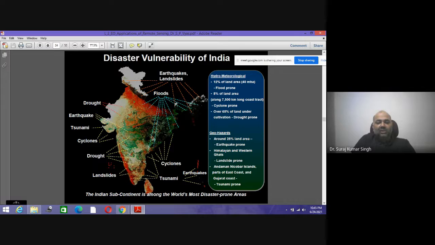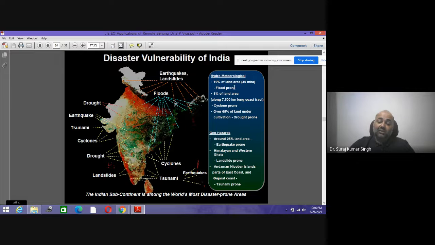And remote sensing and GIS provide a decision support system to the decision maker, so that we can plan accordingly. We can create various kinds of zonations, and using those zonations, anybody can understand whether he is situated in a high zone or a low zone area. And you can see that hydrometeorologically, 20% of the land is flood prone, 8% of the land area along the coastal areas is cyclone prone, and over 65% of the land under cultivation is drought prone. So you can see that a large portion of the land is susceptible to various kinds of disasters.